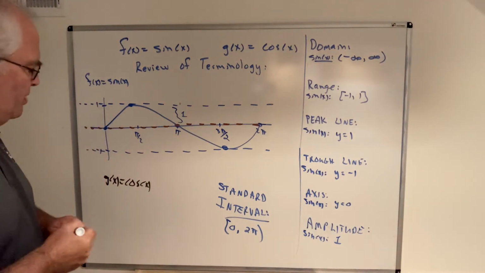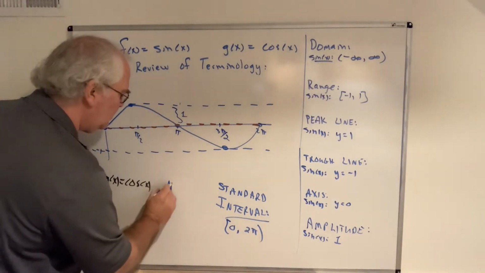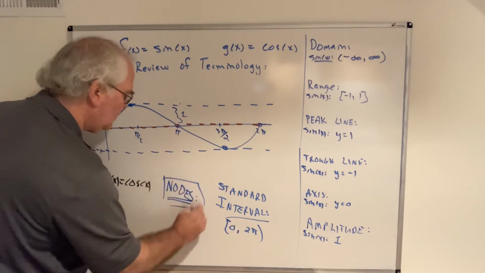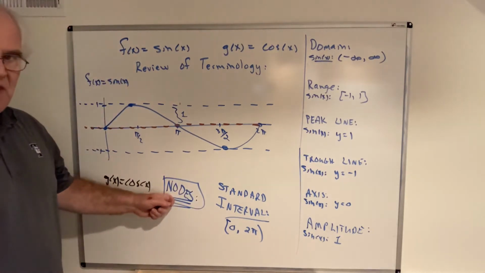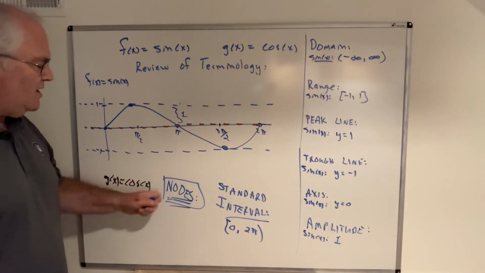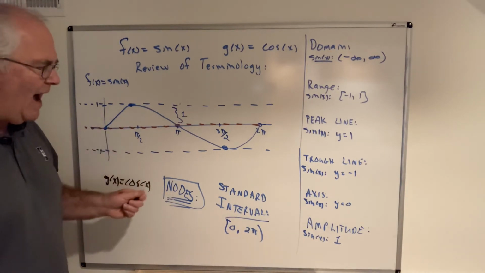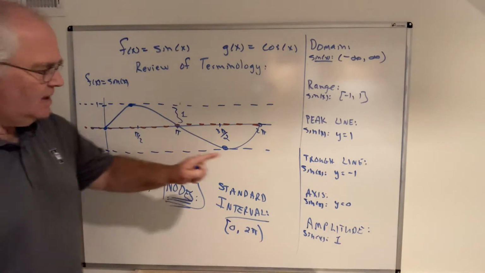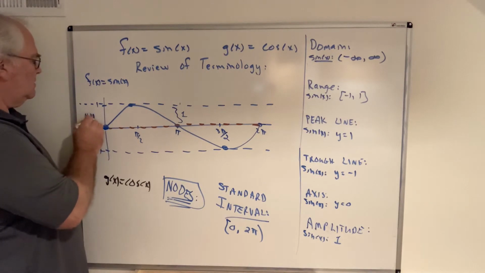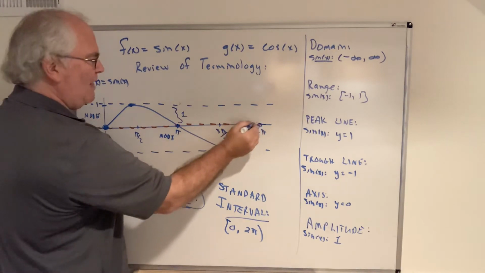Now I want to introduce a new piece of terminology: the nodes. The nodes, N-O-D-E-S, node, the nodes. There's more than one, there's nodes. The nodes are the points where the graph intersects the axis. This is a node. This is a node. If we were including it, that would be a node.